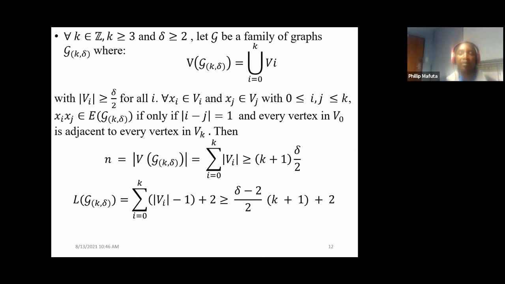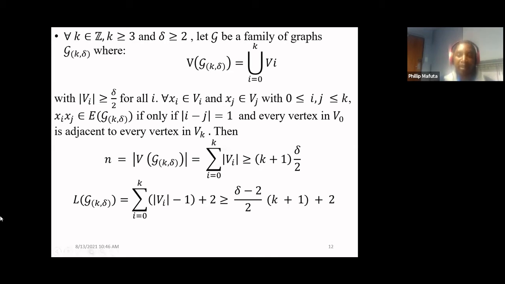Here I'll give you the class of graphs which is highly connected. You think of the family K_L(G) with the union of the V_i, where each V_i is at least delta over 2. Remember, when constructing this, we want to maintain the minimum degree to be delta. So the minimum degree should always be delta. Each vertex in V_i is adjacent to every vertex in V_{i+1}, and every vertex in V_k is adjacent to every vertex in V_0. That's the class of it.